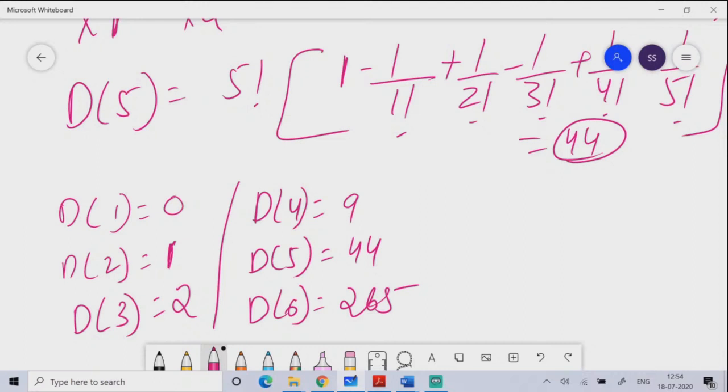Clear? Anyone have any doubt? Anyone want to ask anything?